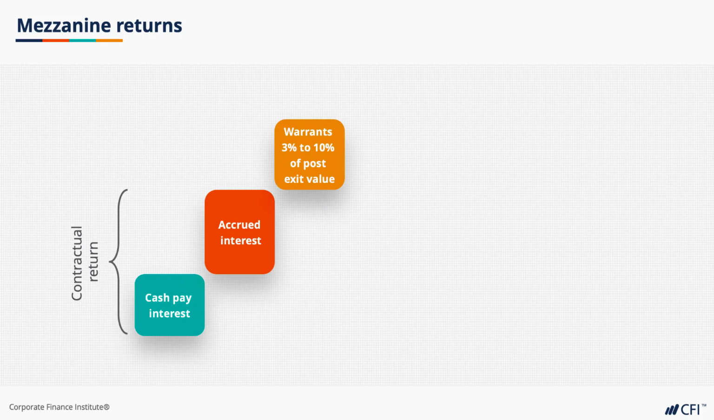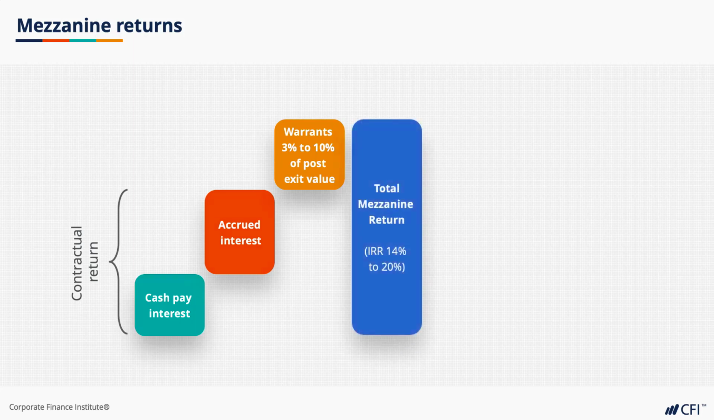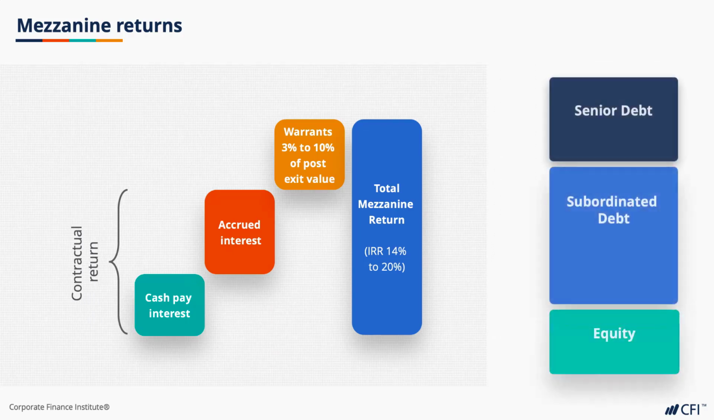Above that, there could be warrants, anywhere from 3 to 10% of the sale of a company at the exit value. And all of that would combine then to give the mezzanine investors a targeted internal rate of return somewhere between 14 and 20%, just as an example. So if you think of the full capital stack with equity investors at the bottom targeting 20 to 30% internal rates of return or higher, then you've got the mezzanine investors at 14 to 20%.